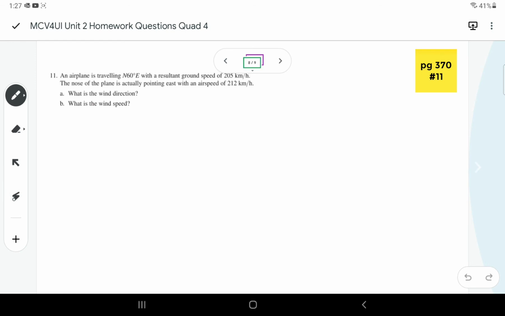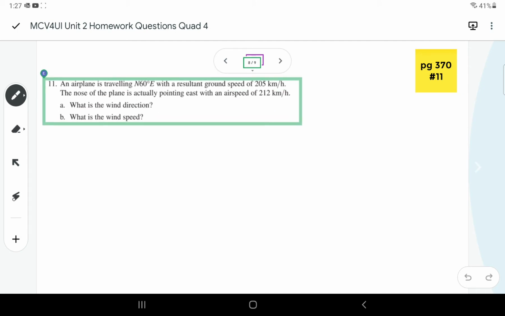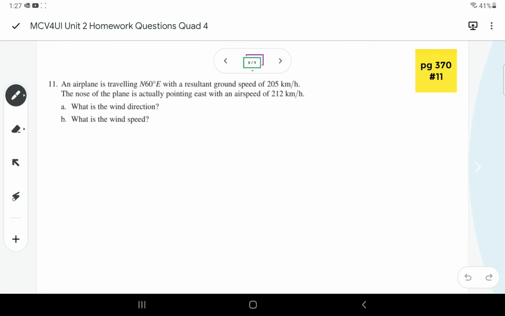Okay, more velocity ones. We've got an airplane. Oh, I like this one. This is one of the ones I mentioned about working backwards. So I know that the resultant is equal to the plane's velocity plus the wind's velocity. So let's take a look.